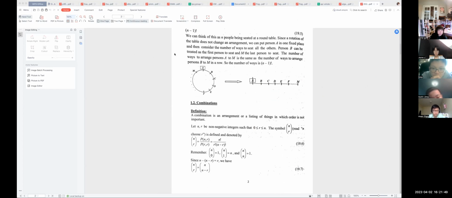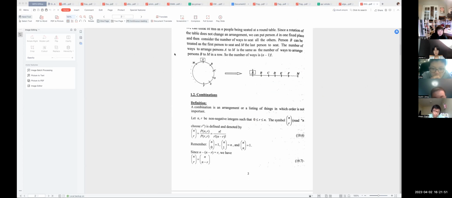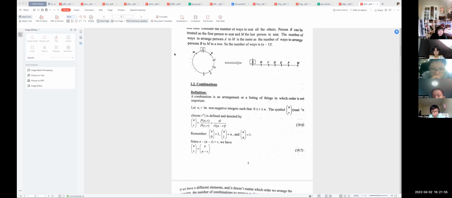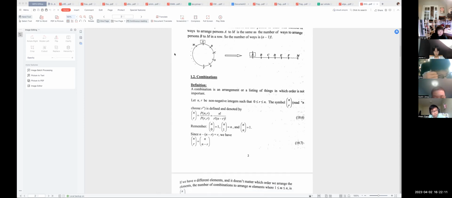Okay, so 1.2 combinations. A combination is an arrangement or a list of things in which order is not important. Like I said, if me and June are going to shake hands with all the boys in our class, it doesn't matter who does it first, right? Because it's just the boys shaking hands with girls.